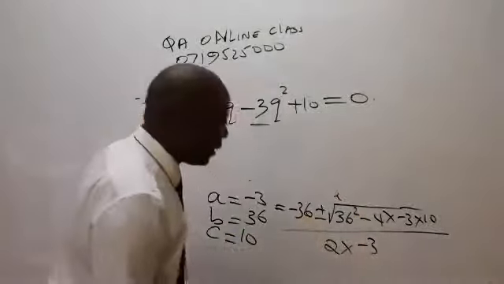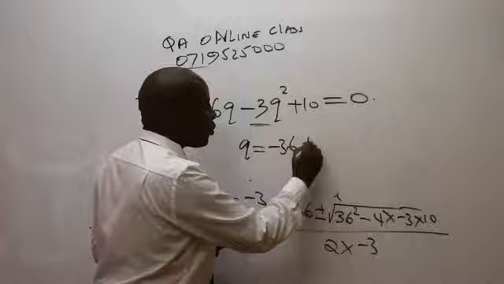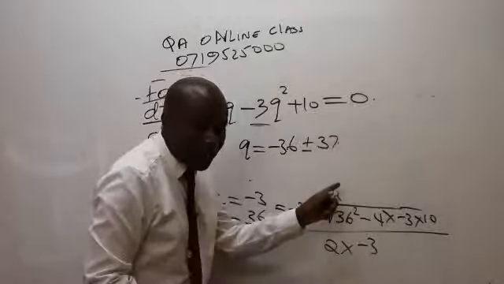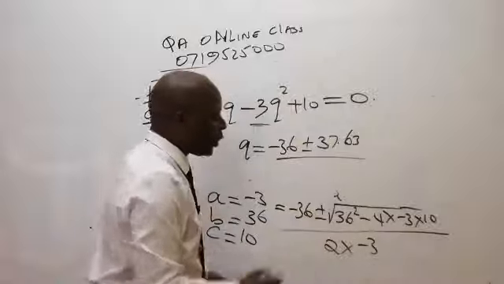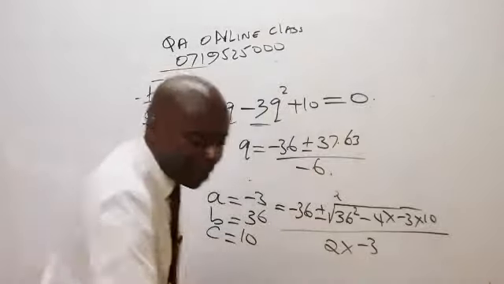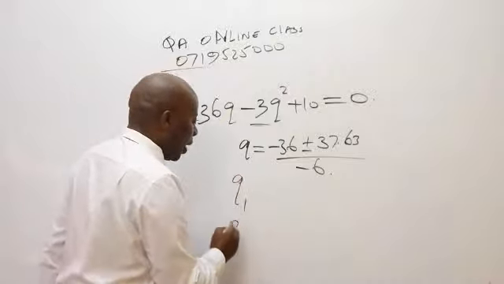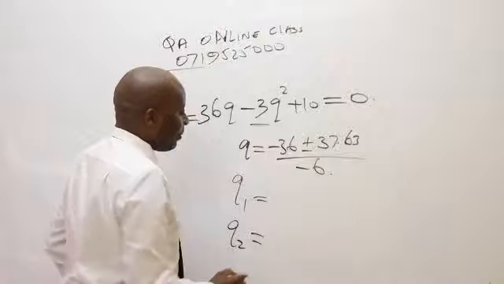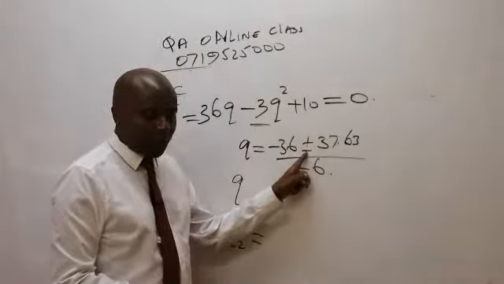If we don't have really here a problem with that figure, then our Q will be equal to minus 36 plus or minus the one that is inside here, 37.63, all over 2 times minus 3, which is minus 6. If that is correct, what I'll need to do is to come and give them Q1 and Q2. Remember, why are we providing Q1 and Q2? It's because of this plus and minus, which are at the same position.